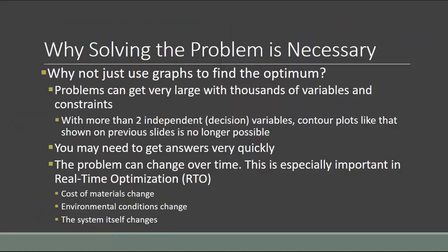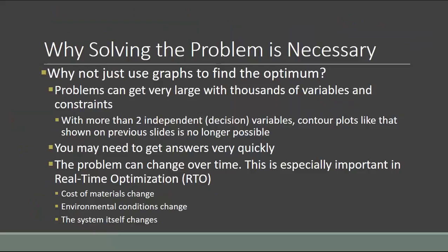So we've done all this graphically, and I've tried to make this problem as simple as possible so that you can understand what we're going for here. But you might ask, well, if you can just graph this problem, why do you even need to solve it using a quadratic programming solver? So here's my explanation. The problems can get very large. You might have thousands of variables and constraints, which means you can no longer graph this thing.